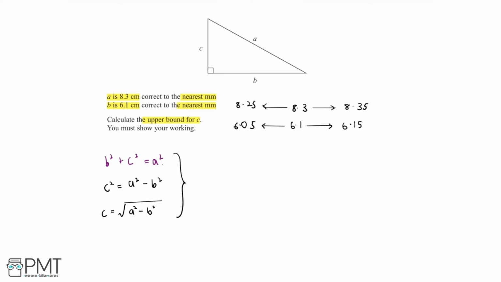So now we want to find the upper bound for C. And so when we have an upper bound for a subtraction calculation, we'll do the upper bound, take away the lower bound, which will give us the largest possible answer for C. And so this is because when we start with the upper bound and we take away the lower bound, we're taking away the smallest possible number. And so our final answer ends up being the largest possible answer.